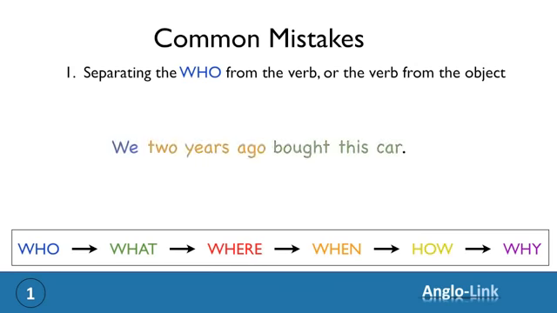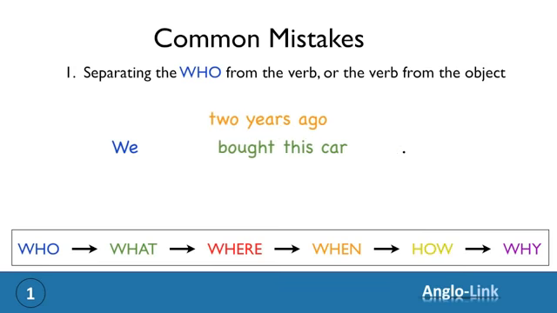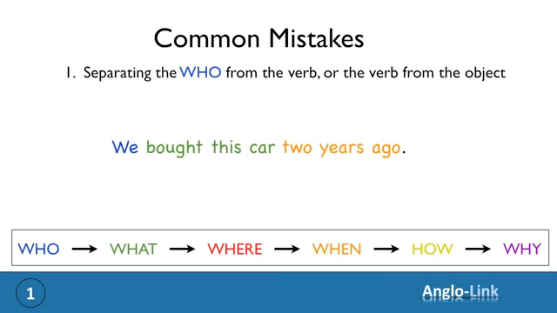Let's color the elements. And you notice immediately that the element when is in the wrong place. It has separated the who from the what. You must avoid this. So let's put it in the right place. We bought this car 2 years ago.